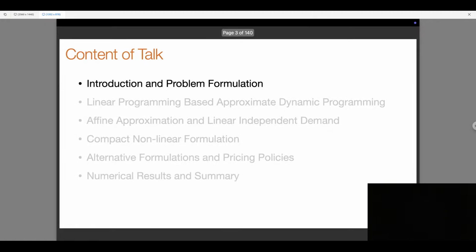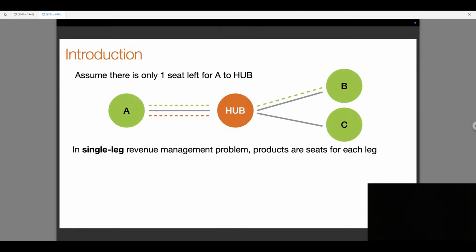Let's begin with the introduction and the problem formulation. Assume there is only one seat. Assume we are an airline agent that wants to sell seats to customers with different requests, and assume now we have three flights, A to hop to B, and hop to C, and assume there is only one seat left for the airline from A to hop.